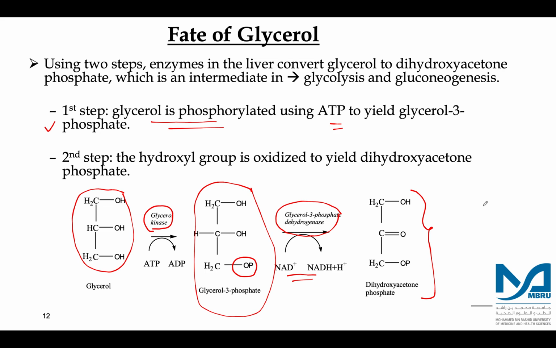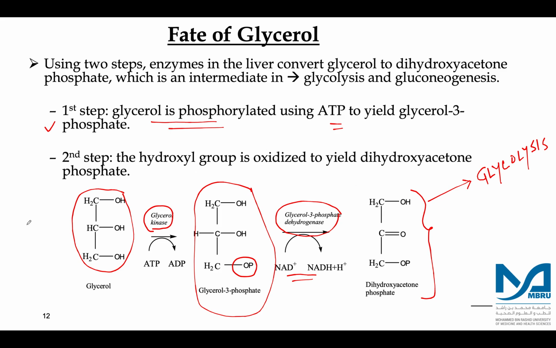Of course, dihydroxyacetone phosphate is a glycolytic intermediate, so this particular metabolite goes into glycolysis, and depending on the state of the cell, it can either undergo aerobic or anaerobic respiration. Also, dihydroxyacetone phosphate being a glycolytic intermediate can also be converted to glucose by the process of gluconeogenesis, which essentially is the reverse of glycolysis.